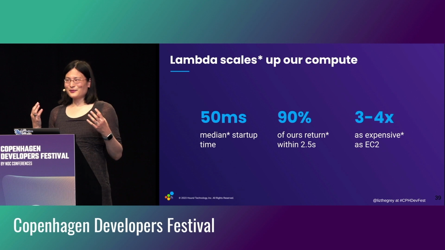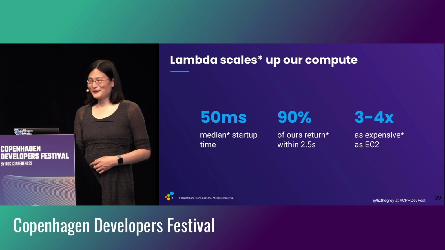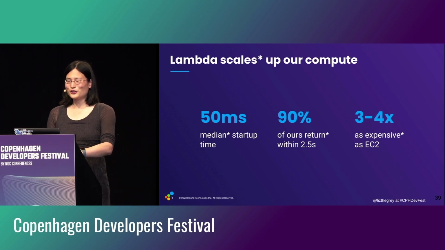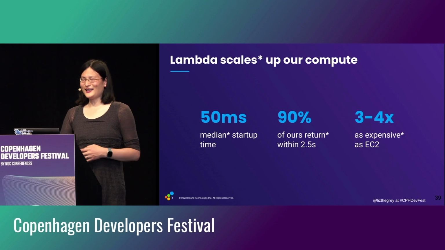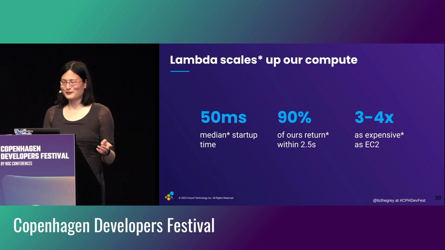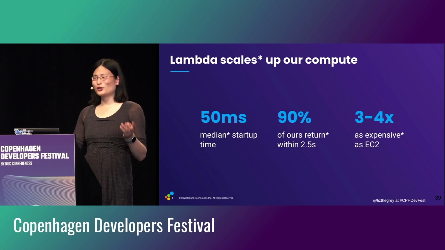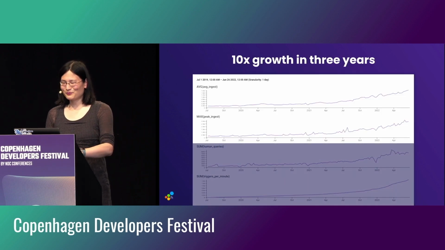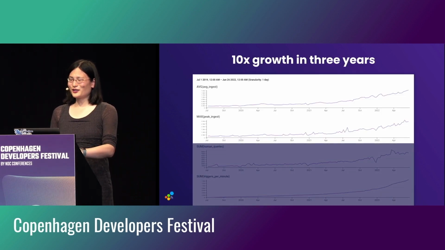So there are some caveats and asterisks here. Now we're getting into part 2 of the talk, which is let's talk about some of the asterisks in this beautiful slide that says, oh, it's only 3 to 4 times as expensive, and it typically returns within 2.5 seconds. Well, what happens when that goes a little bit awry?